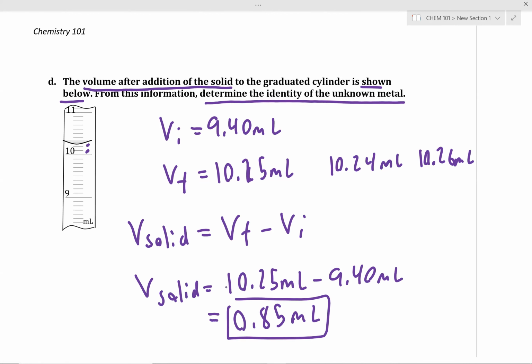Would 0.884 milliliters be acceptable too? Yes. Depending on what your initial and final volumes are, you'll get a slightly different number. But all the correct responses will have how many decimal places? 2. So just make sure you're following that.